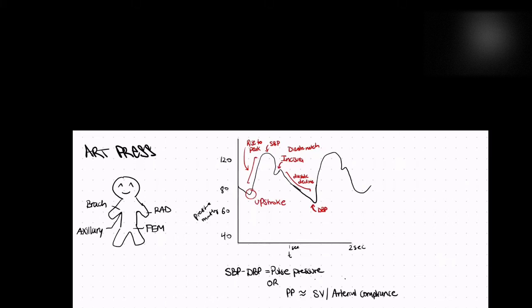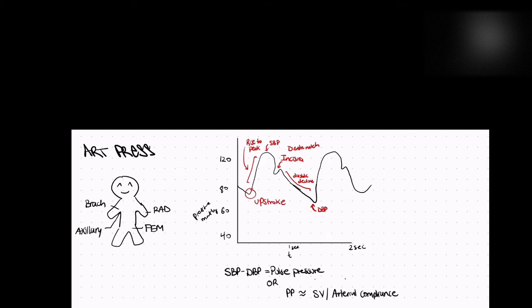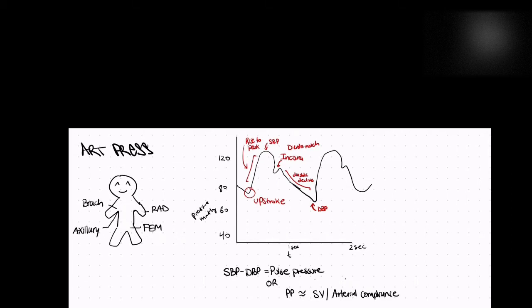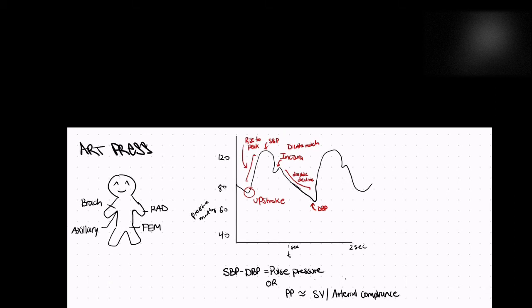Hey guys, I just wanted to make a quick video about arterial pressure reading and how it's calculated, and the engineering and physiology behind it. ICU patients are pretty sick and they require continuous blood pressure monitoring, and that's achieved by placing arterial catheters.